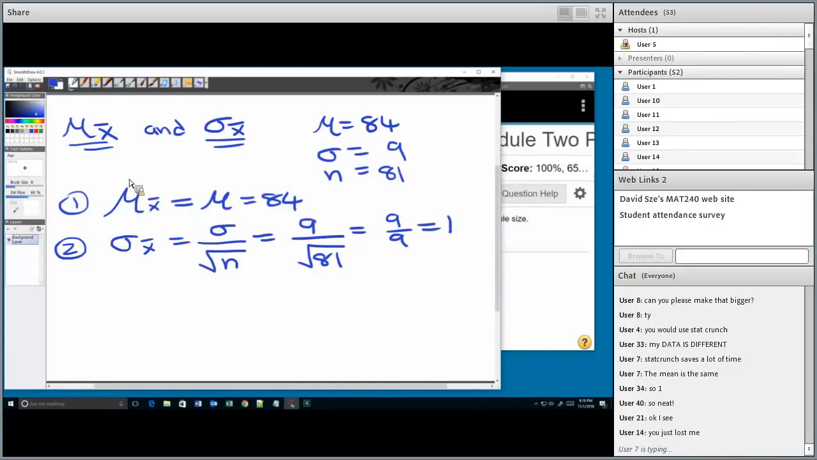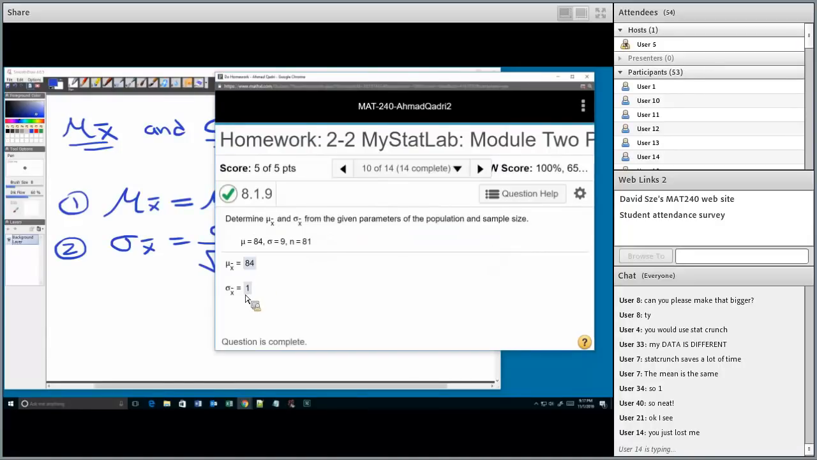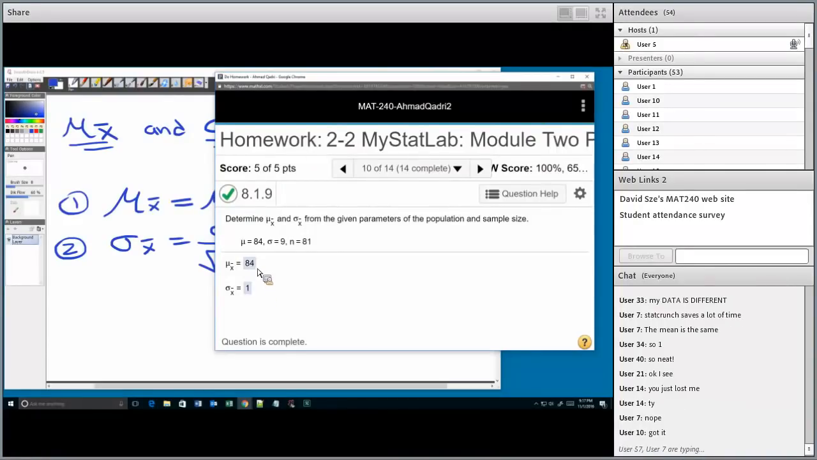The mean of the sampling distribution equals the original mean of the population, so it's 84, and the standard deviation of the sampling mean equals sigma over square root of n, the population standard deviation divided by square root of the sample size. So it's 9 over square root of 81, which is 9 over 9, and it equals 1. This is the way to do this problem. Any questions here? I think it's very simple. All you have to do is memorize a formula and then apply it.